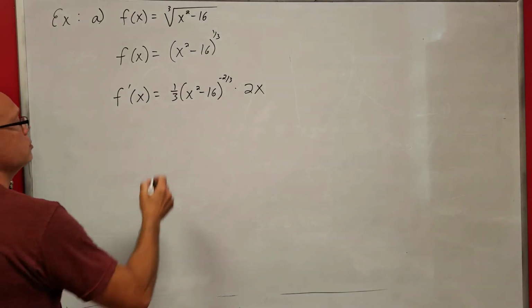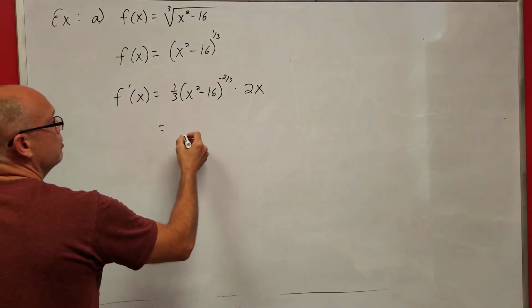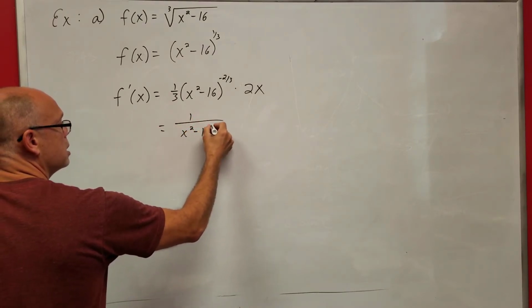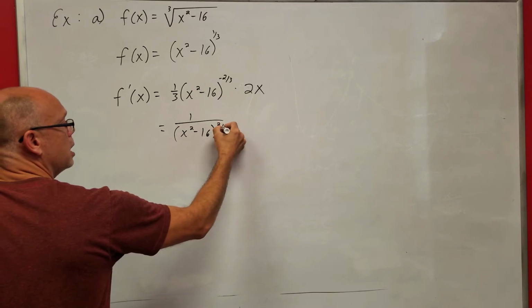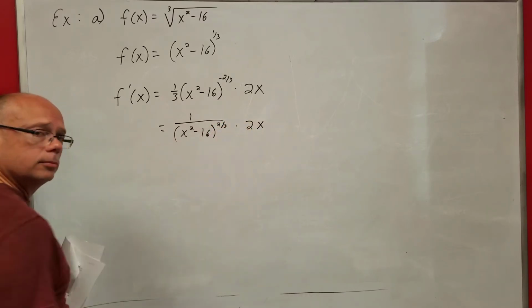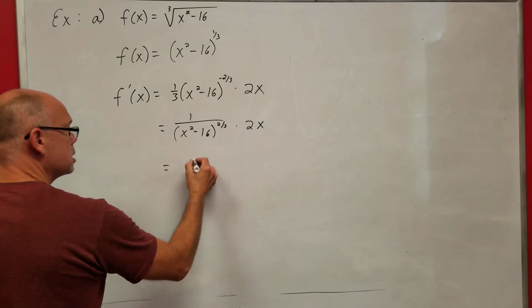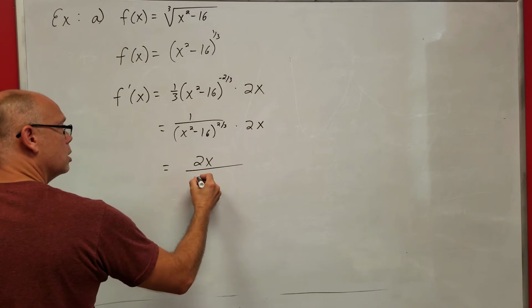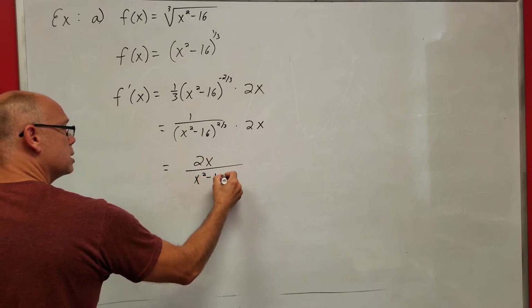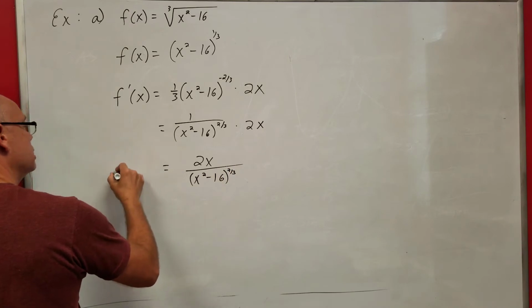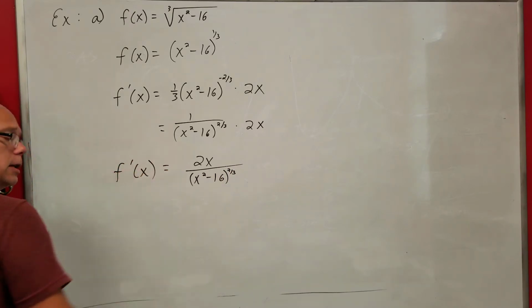Well, let's clean this up. I could call this 1 over x squared minus 16 to the positive 2/3 times 2x. Then I could say this is 2x multiplied by that 1 up top, or 2x over x squared minus 16 to the 2/3, and that is what f prime of x is equal to.